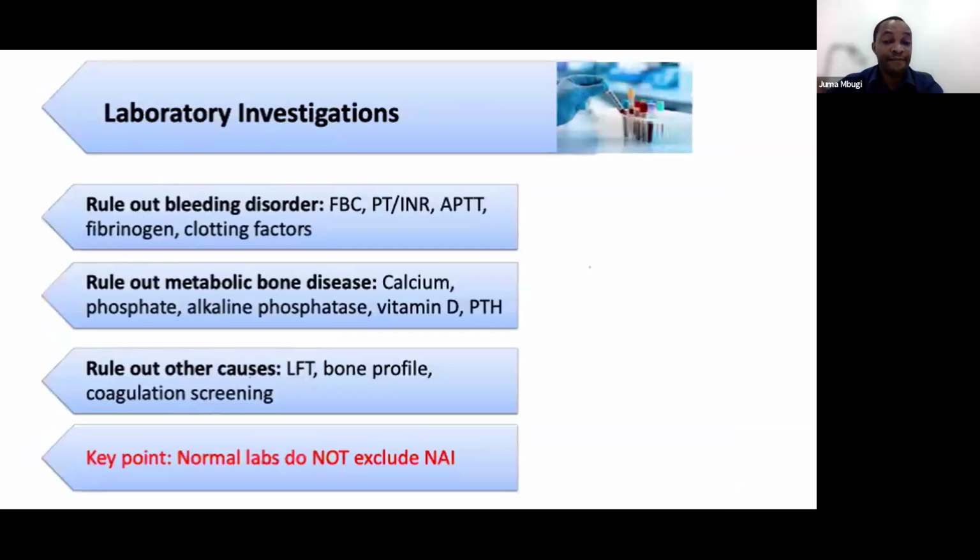And the lab investigations. You do investigations because you need to exclude other mimics, like bleeding disorder, metabolic bone disease, and other causes, like liver function test, bone profile, coagulation screening. And the aim is to exclude NAI or to differentiate NAI from accidental.